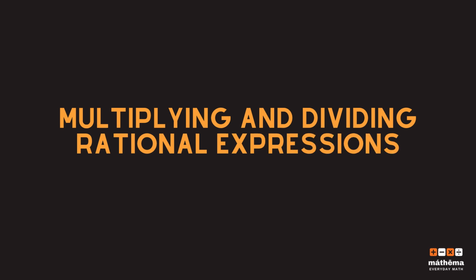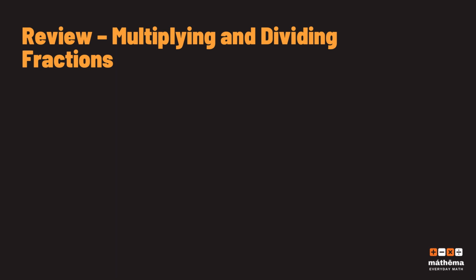So to start, let us first review concepts about multiplying and dividing fractions. For instance, we are given the fraction 5 thirds times 2 thirds. When we multiply fractions, all we have to do is simply multiply the numerators and then multiply the denominators. So in this example, 5 times 2 will give us 10, and then 3 times 3 will give us 9. So this will be our final answer.